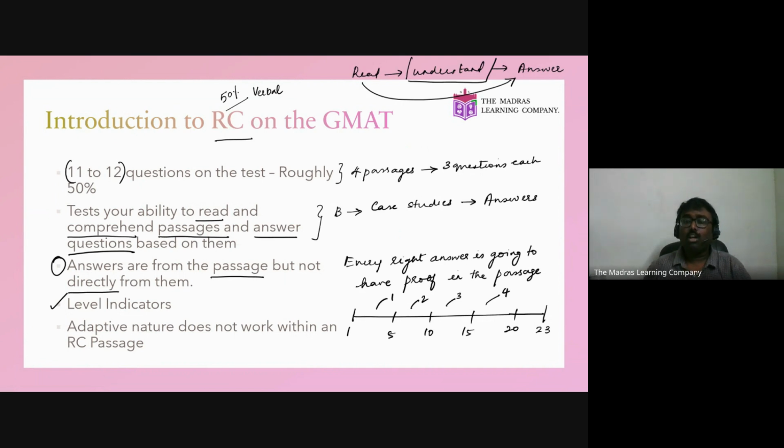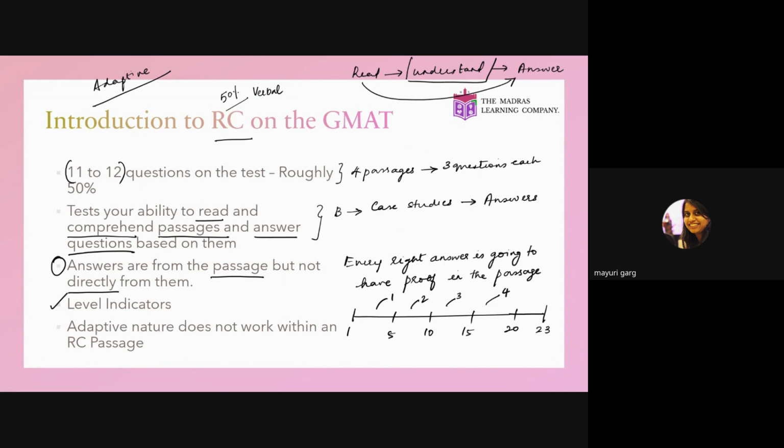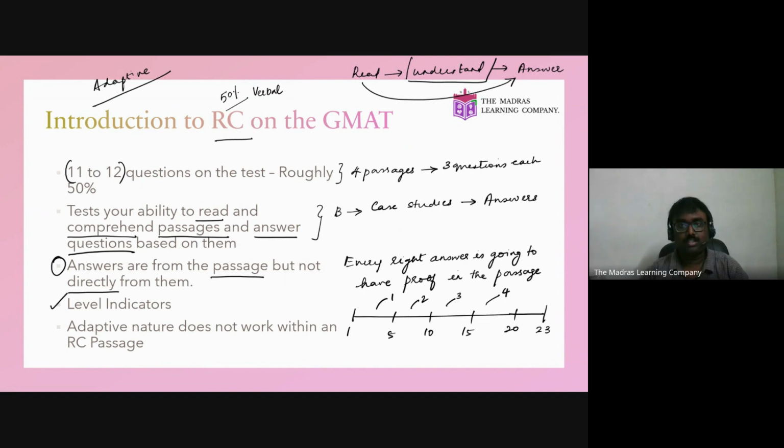Now, what is a level indicator? You know that the GMAT verbal or any section on the GMAT for that matter is adaptive in nature, right? Himali, can you tell? I'm sorry, Mayuri, can you tell me what adaptive means? Do you remember from the earlier class? Yeah, it's more like the way you answer the question, the difficulty level for that changes. Yeah. So if you answer the question right, your next question is going to be difficult, and if you answer a question wrong, next question is going to be easier, right?